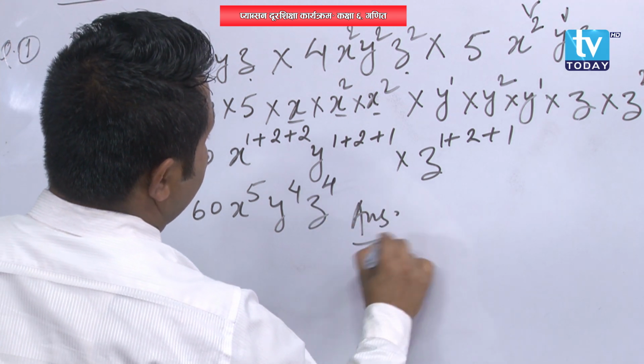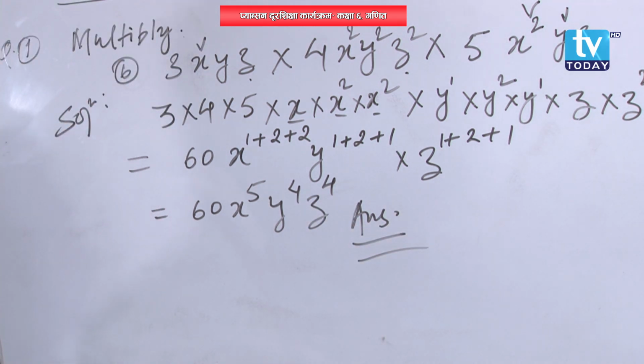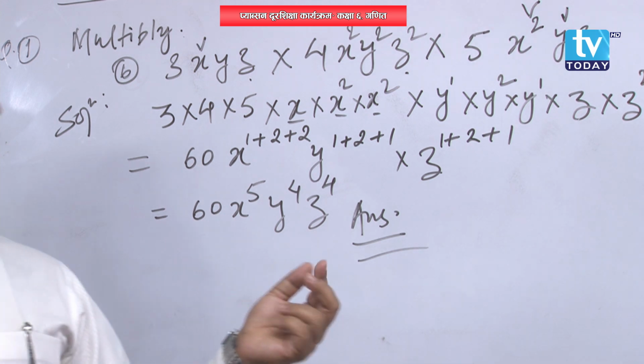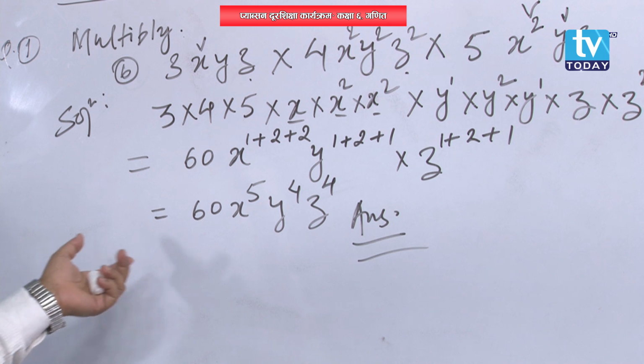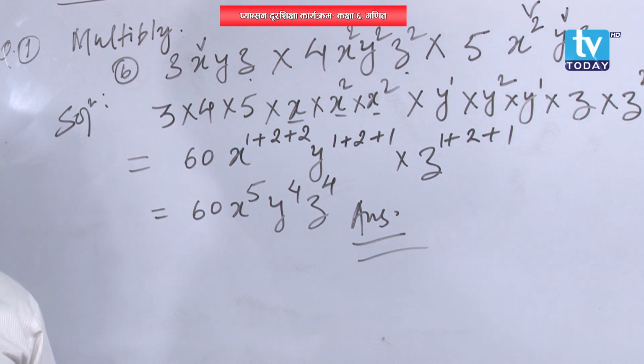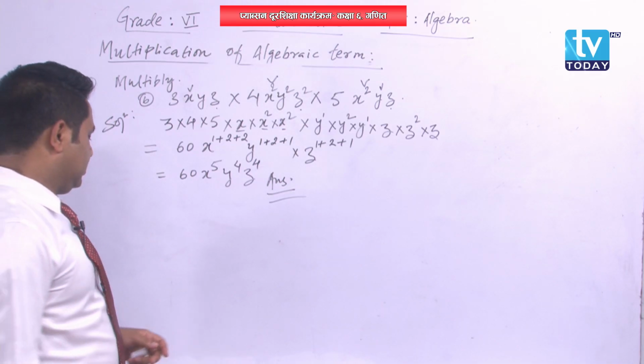This is the answer. If there are more than 2 or 3 terms, you can multiply in this way. Is that clear? Understood? Okay.